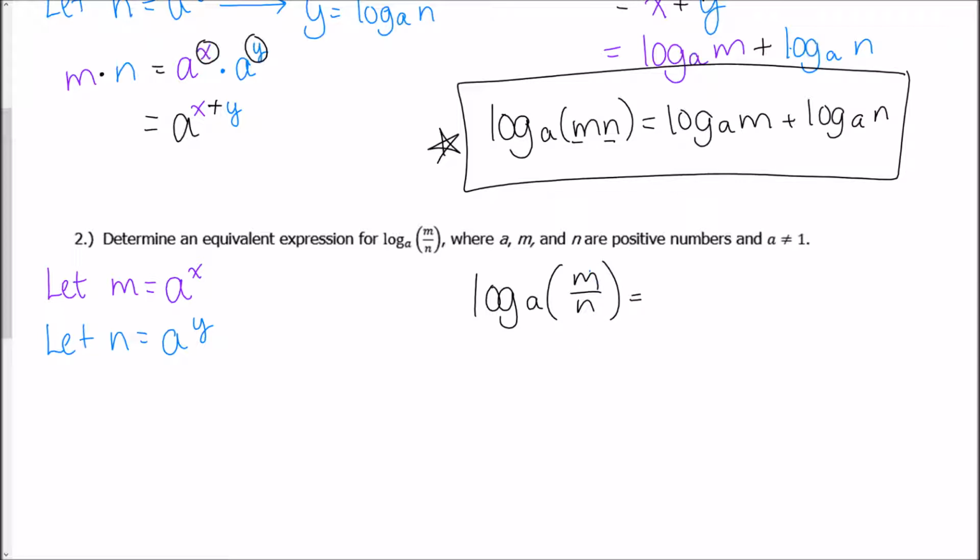So if I divide m by n, that's going to equal a to the power of x divided by a to the power of y. And if you remember, with any division like this, we have to subtract our exponents. So it's a to the power of x minus y. Here, this ends up being log base a of a to the power of x minus y.